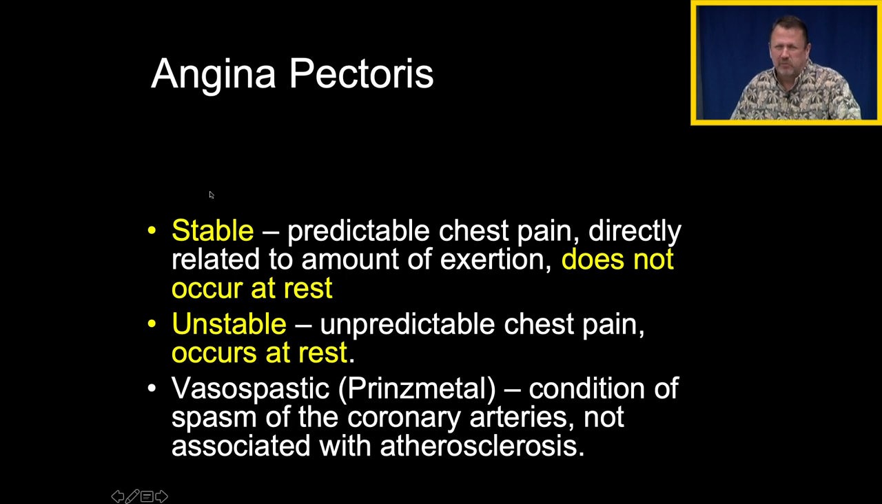Unfortunately, there must have been some prince in Metalland, Prince Metal. Prince Metal's angina, that was his name. It's caused by spasming of the arteries, so it doesn't have to do with atherosclerosis. Sometimes for that, we'll use calcium channel blockers. When you get knee-deep in the cardiology business, you will come across people who have Prince Metal's and atherosclerotic angina. We won't get into all of that. But I want you to separate this Prince Metal's business from stable and unstable. Know the difference between stable and unstable.